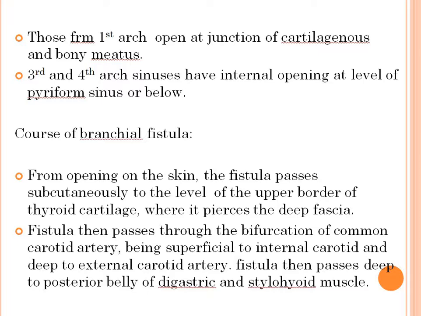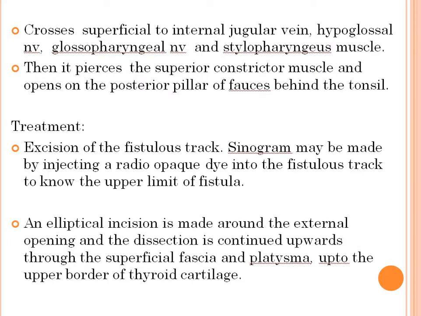The fistula then passes deep to the posterior belly of the digastric and the stylohyoid muscle. It crosses superficial to the internal jugular vein, hypoglossal nerve, glossopharyngeal nerve and stylopharyngeus muscle. Then it passes the superior constrictor muscle and opens into the posterior pillar of the fauces behind the tonsil.